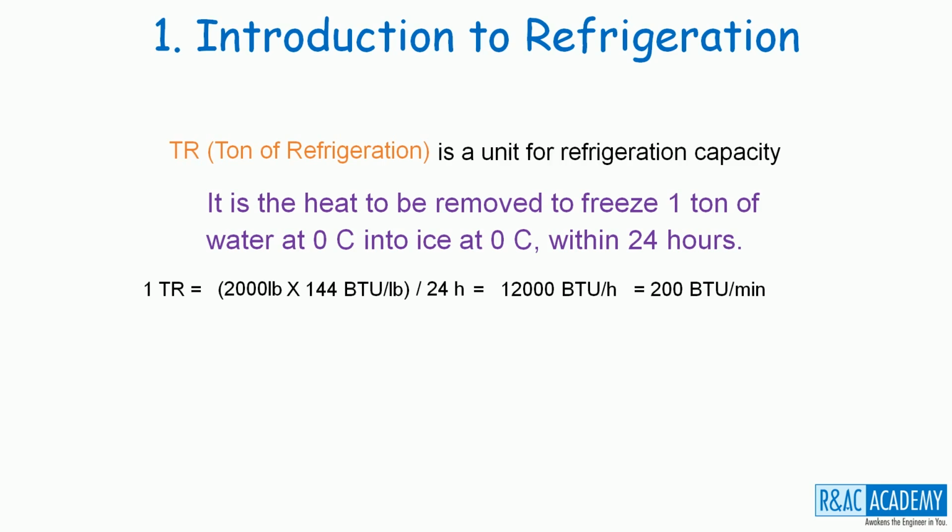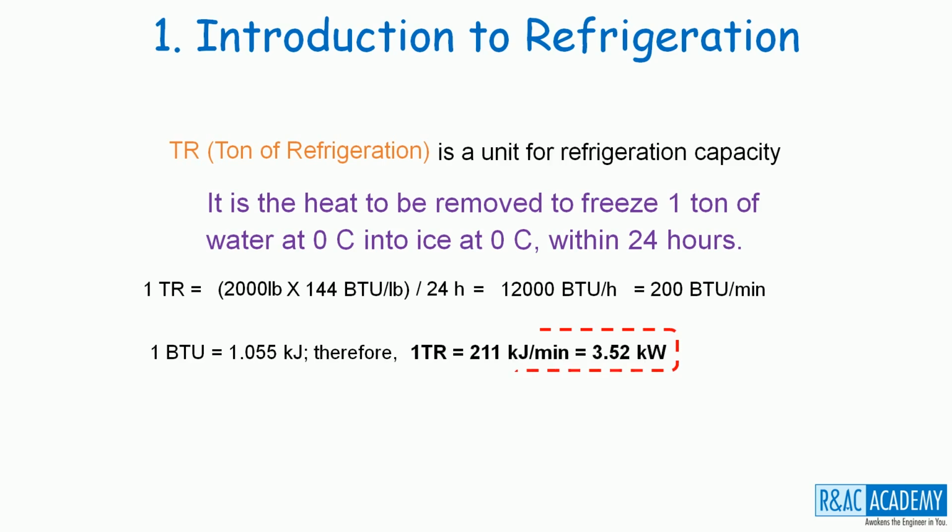However, these days we are following SI units. So let us convert it. The conversion here is 1 BTU is equal to 1.055 kilojoules. Therefore, 1 TR is equal to 211 kilojoules per minute or 3.52 kilowatts.